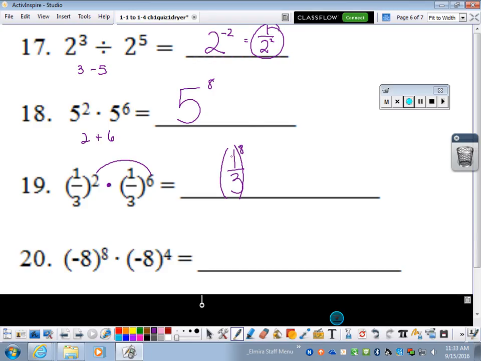Same thing with negative bases. All right, this is a multiply question. I'm going to add 8 plus 4, but I got to get the base right. -8 is my base, and it needs to be in parentheses so that my exponent of 12, 8 plus 4, not only affects the 8, but it also affects the negative. Negative signs are separate from their numbers unless you put parentheses around them.